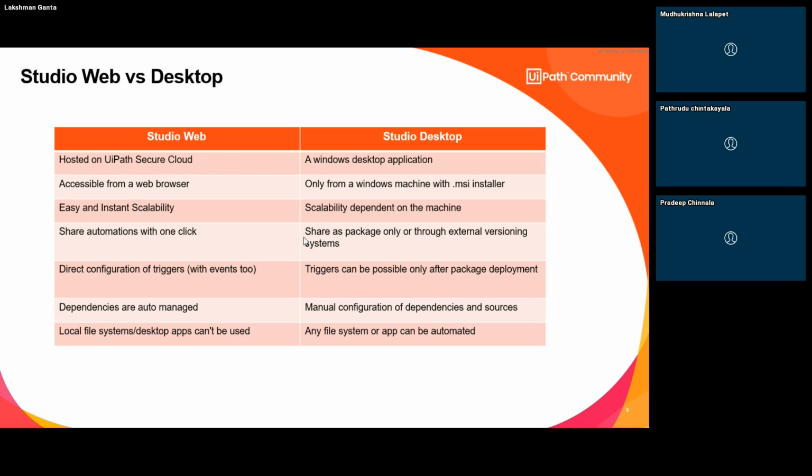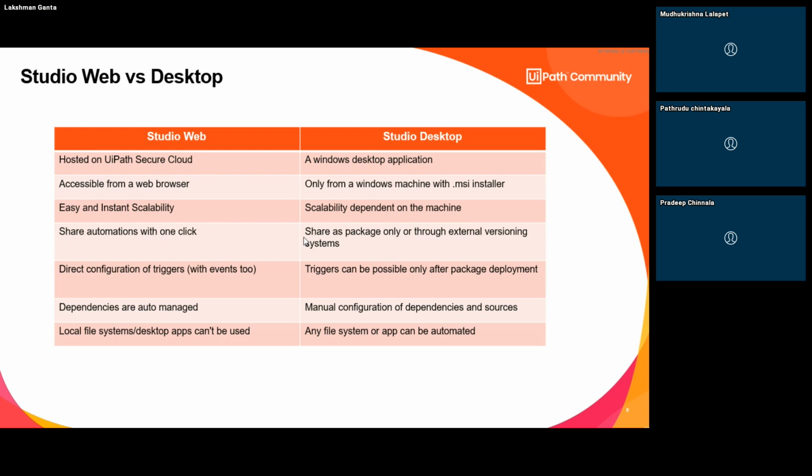In studio web, whatever workflows we have created, we can easily share them with other people. We just have an option called share. But in studio desktop application, once we have created the package, we need to publish it. Then we need to push it into some git repository or somewhere. That new package file we need to share with other versioning systems, or from one platform to another platform. But in studio web, we can easily share the workflows.